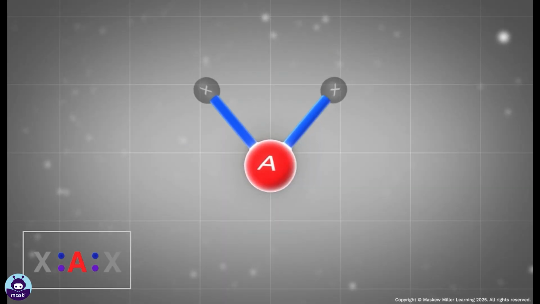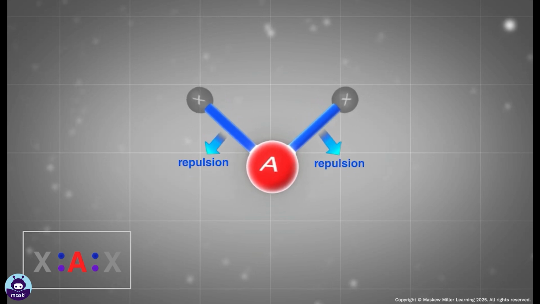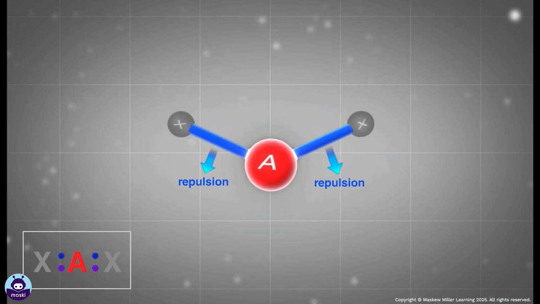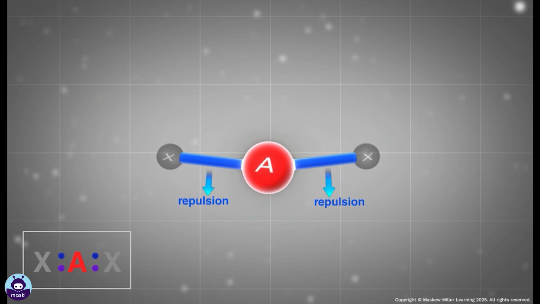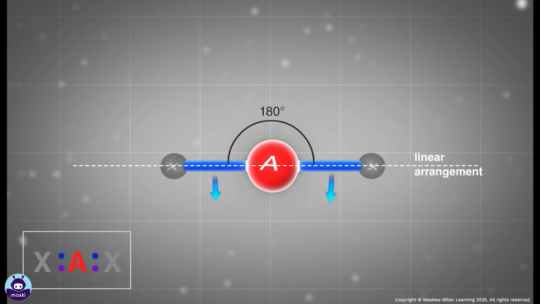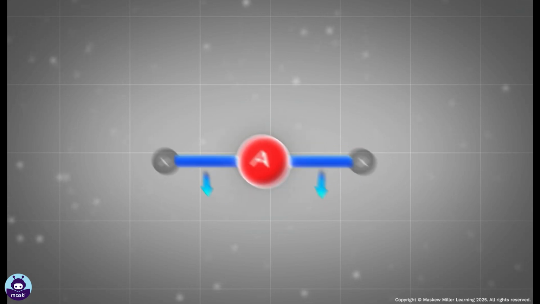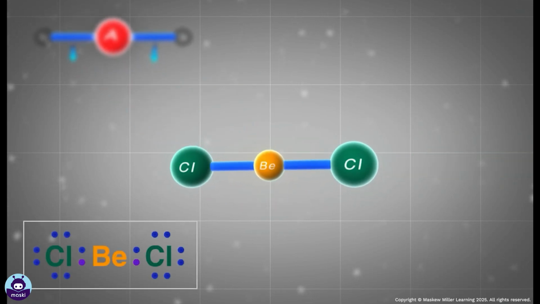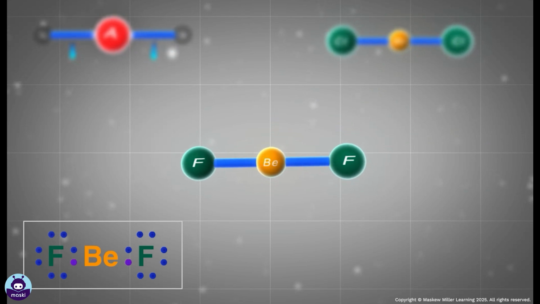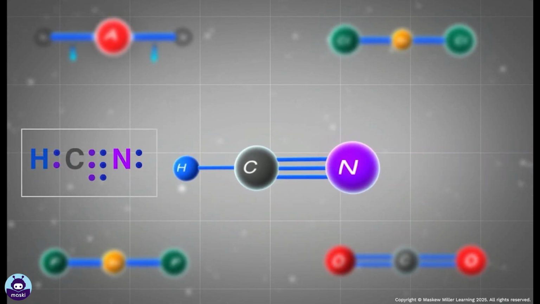In molecule AX2, we observe that there are 2 bonding electron pairs. We can see how the electron pair repulsion pushes the bars apart. Repulsion is minimized when the bars attain a linear arrangement, where all 3 atoms are in a straight line. The angle formed by the atoms is 180 degrees in this case. Electron pairs can be single bonds, as in the case of BeCl2 and BeF2, double bonds, as in the case of CO2, or even triple bonds, as in the case of HCN.